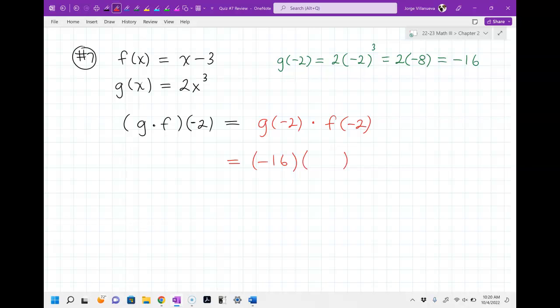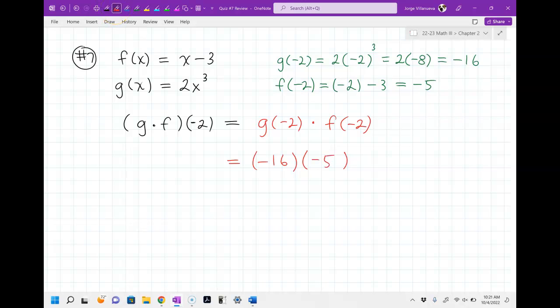And let's figure out what f of negative 2 is. F of negative 2 is negative 2 minus 3. I'm plugging it into the f of x function, x minus 3. What's negative 2 minus 3? Remember, they have the same signs. You sum, but keep the signs. So 2 plus 3 is 5. Make it negative, so negative 5.